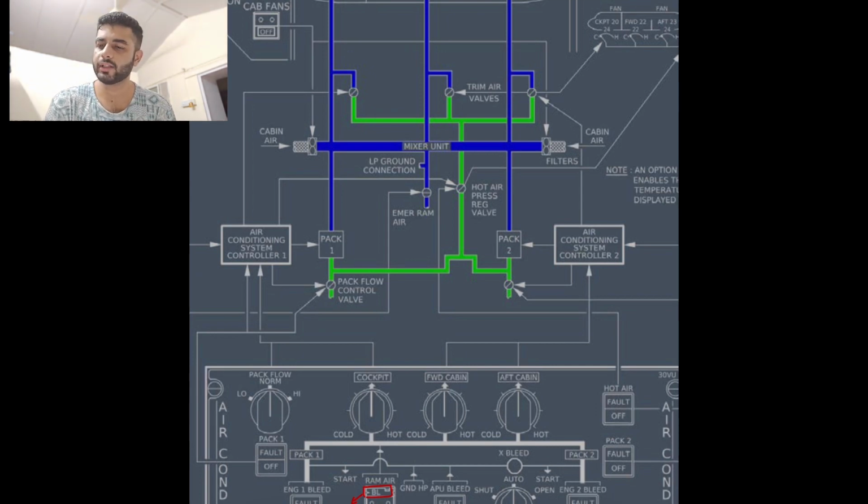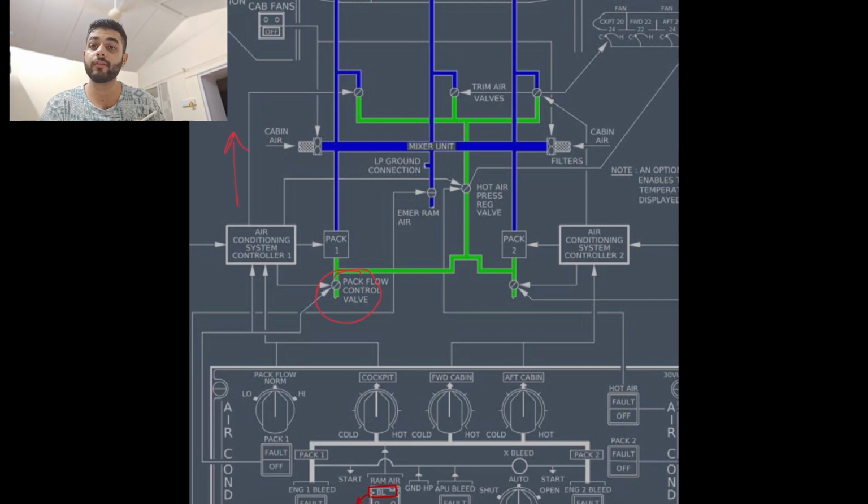Some hot air is extracted upstream. If you see upstream and downstream, don't get confused. Downstream is when you go down this way. Just because the thing is up in the diagram doesn't mean it's upstream. You should see the flow of the air. The air is flowing from here and then goes through, so that's why upstream you have hot air.